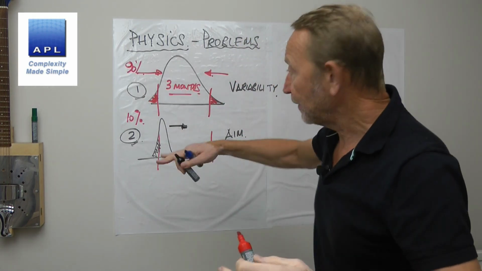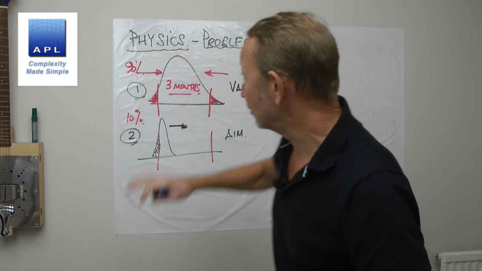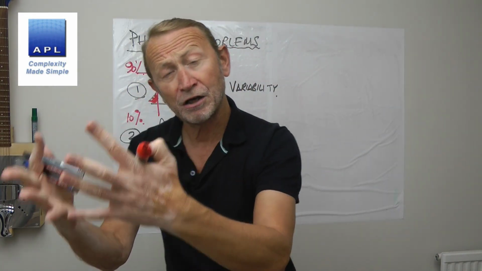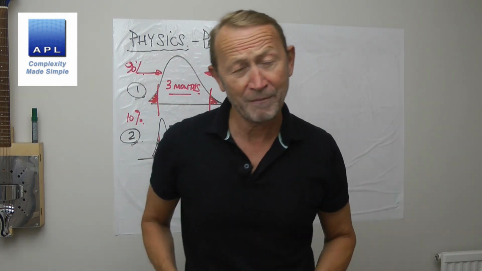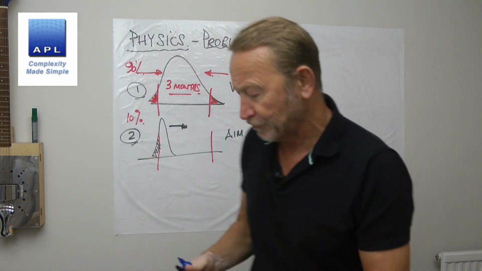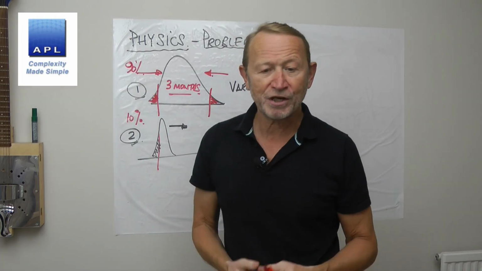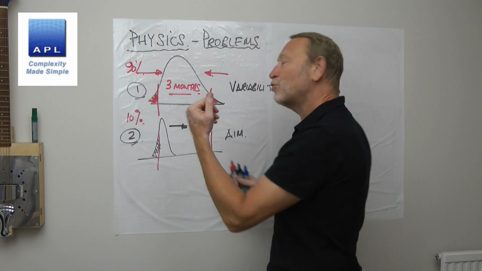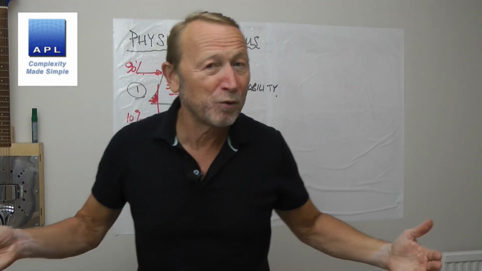Okay, so that's what I keep drawing, that's what I keep saying to you: physics. Understand the physics of your problem. Too much variability, or am I off aim? They're the only two problems you've got. Okay then, now, it seems very straightforward. But of course, in real life, it isn't quite as easy as just drawing things on a board.